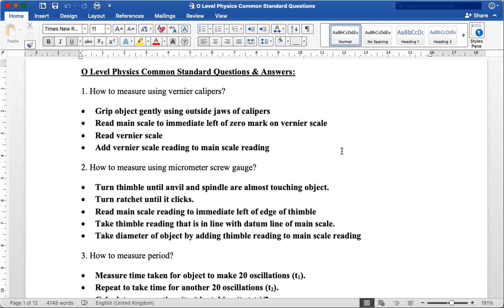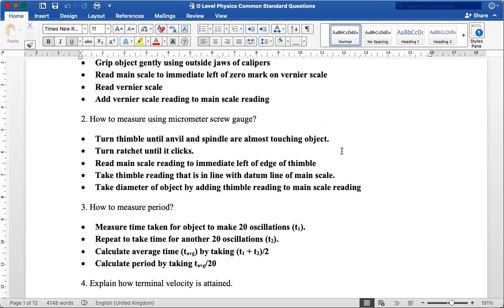Grip the object gently using outside jaws of calipers. Read the main scale to immediate left of the zero mark on the vernier scale. Read vernier scale, add vernier scale reading to the main scale reading.